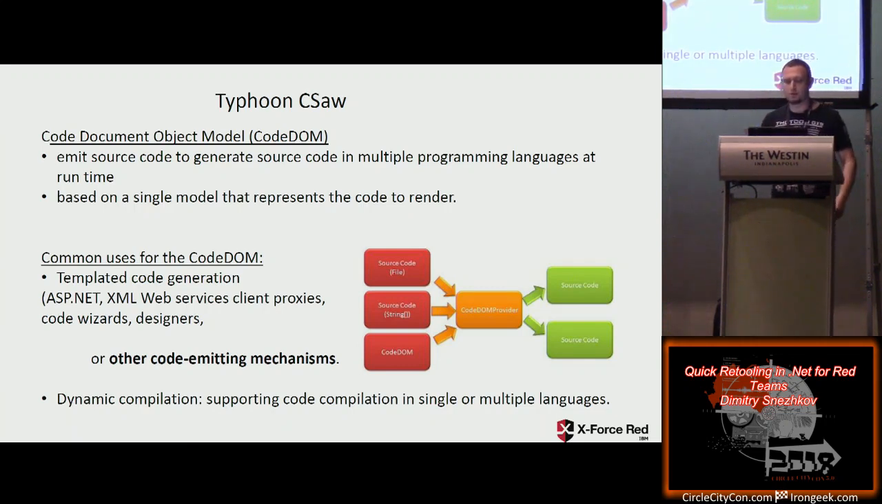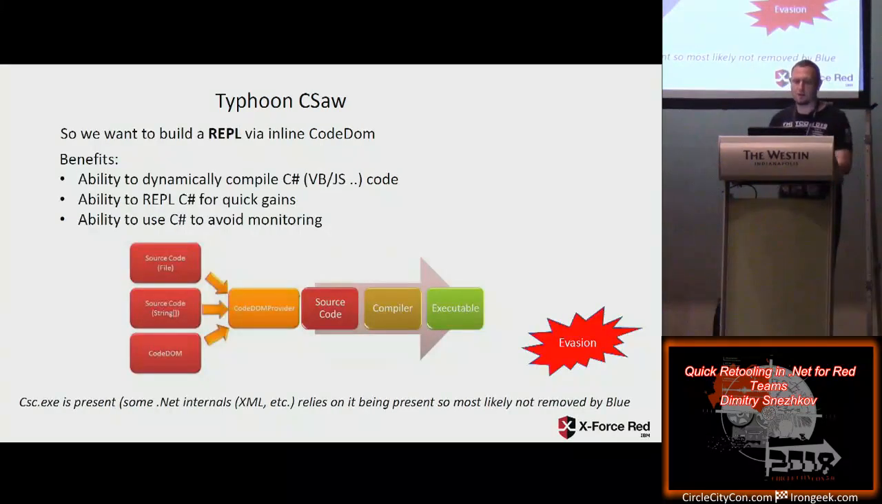Okay, so source code on top of source code, with the CodeDom API compilation into either more source code or, as the end result, the executable. So we're talking about code-emitting mechanisms here, okay? So why not apply CodeDom to building our first REPL here, okay? We need to be able to dynamically compile C# or VB or JScript, whatever you're mostly comfortable with.